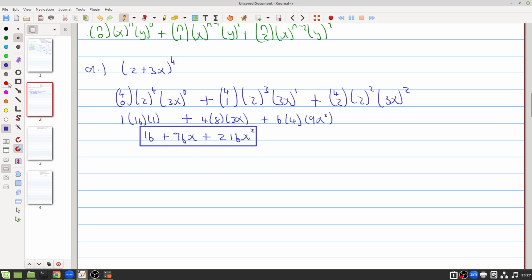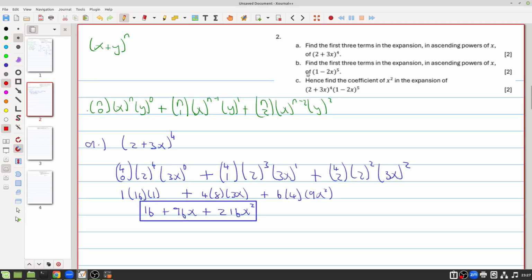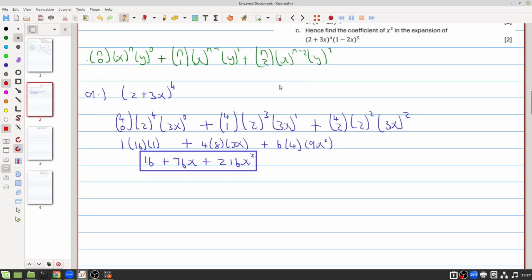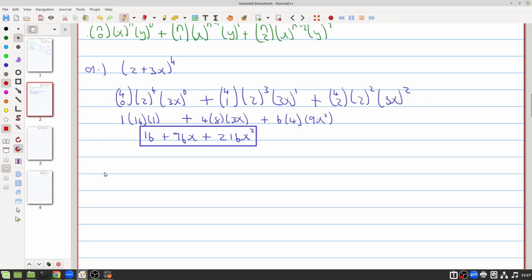All right, let's do number b. Okay, that's the same thing. We just have a different expression here: 1 minus 2x to the power 5. Again, we need the first 3 terms. So let's do that. For the first term, we've got n, which is 5, choose 0. Then we've got the first term in the bracket, which is 1 to the power 5.